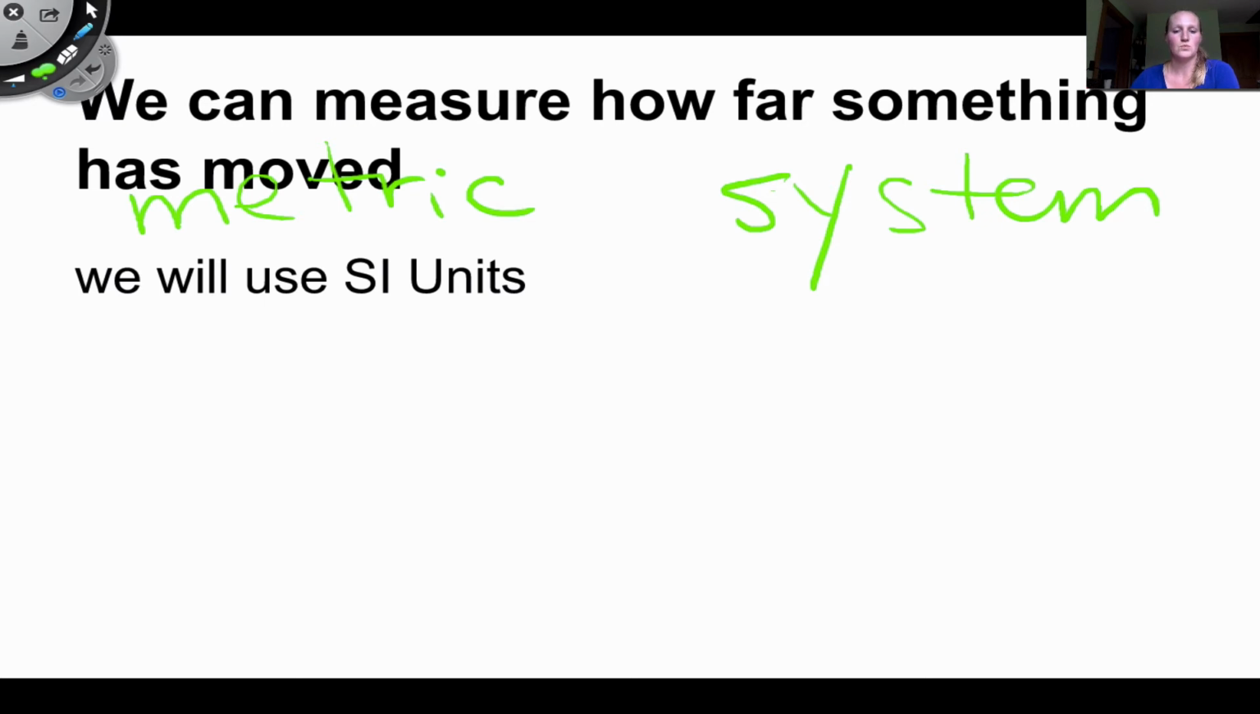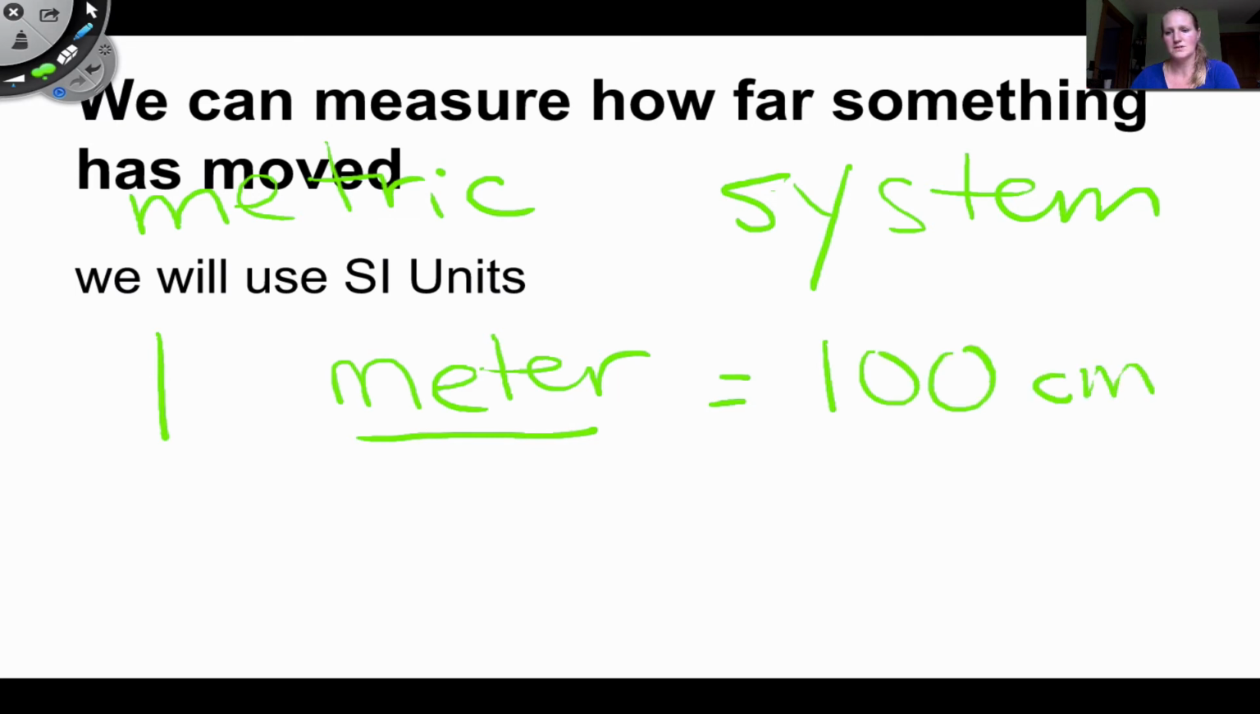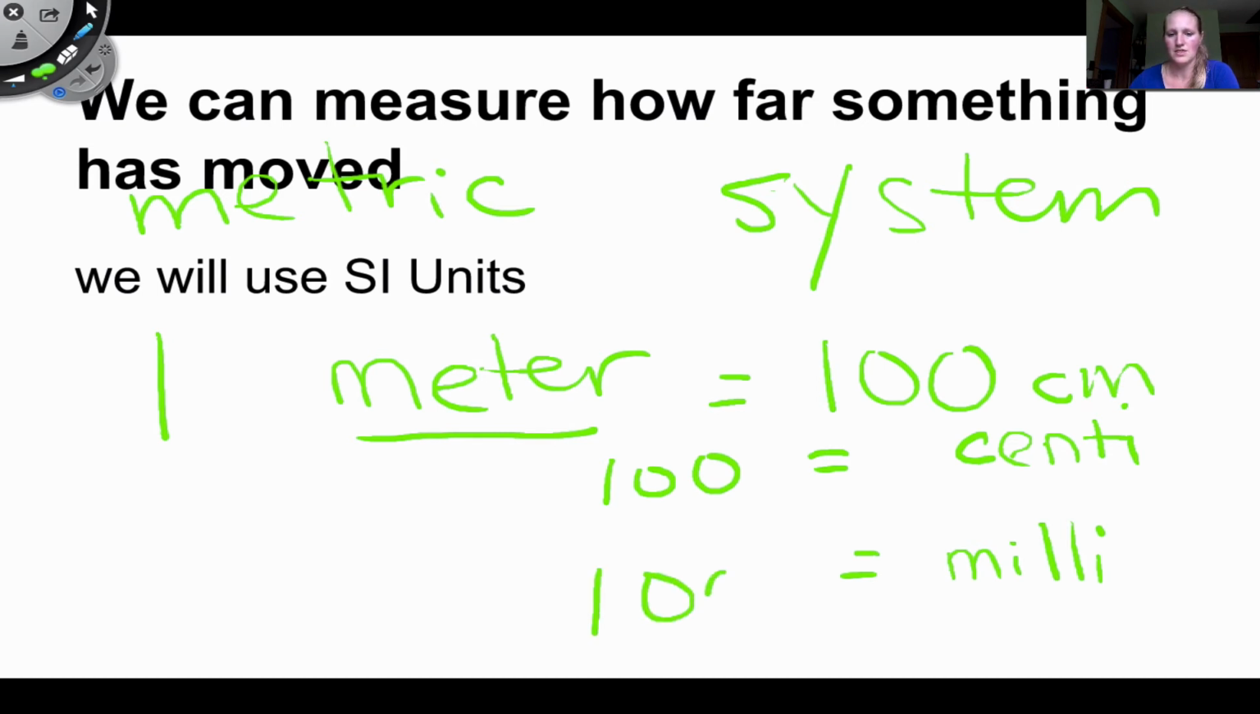And what's nice about that is the prefixes all tell us something. So if we have a meter, a meter is that meter stick that we have in the classroom. I'm sure you maybe have one at home. But a meter stick is the equivalent of 100 centimeters. So centi means 100. Milli, even though it's milli, and I know, I apologize, it's confusing, milli is actually not a million, it's 1,000.